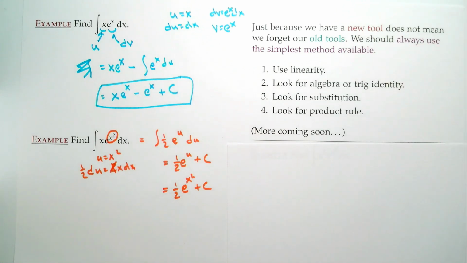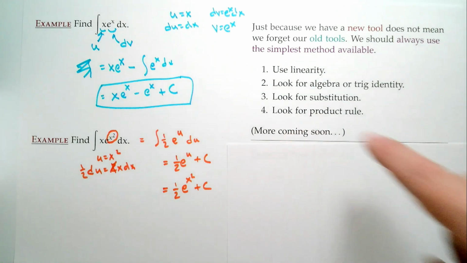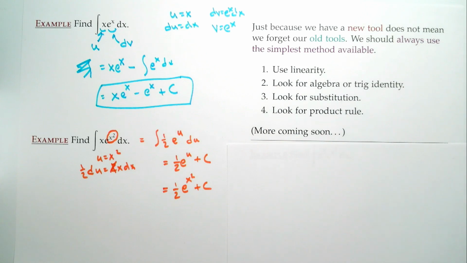So there's a warning here. Just because you have a new tool, don't forget your old tools. The old tools are really good, especially substitution. Substitution should always be the very first thing you're looking for if it's not something which you can automatically integrate. We're going to talk about various tools. We already went over at the very beginning that we have more tools coming. But here are some things that we already know. Look for your algebra, look for trig identities, look for substitution. Product rule, I don't want to say it's the last resort, but it should definitely not be the first thing you jump to. You should sort of do a scan.